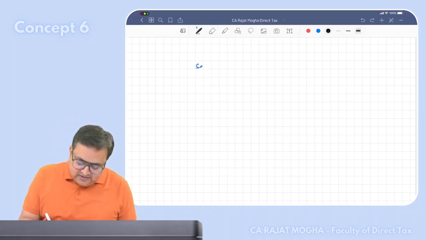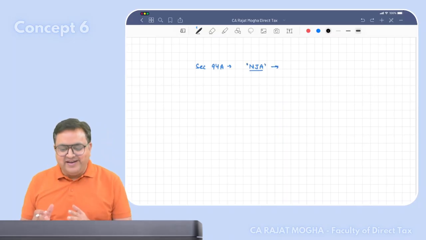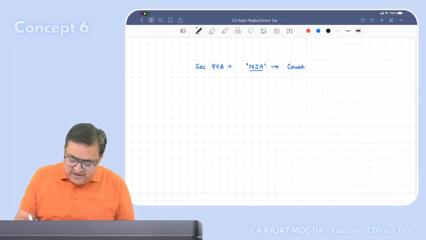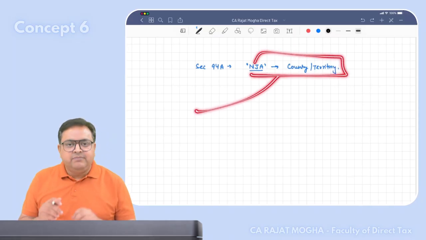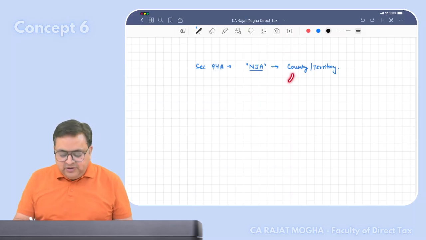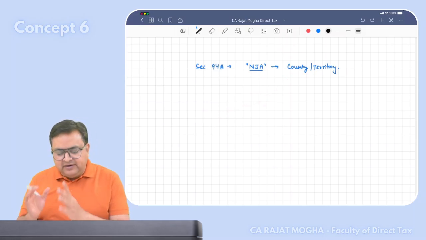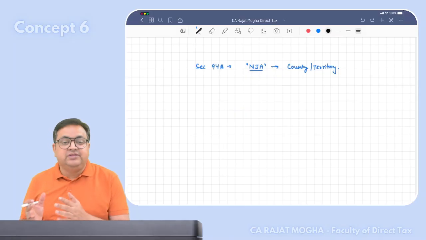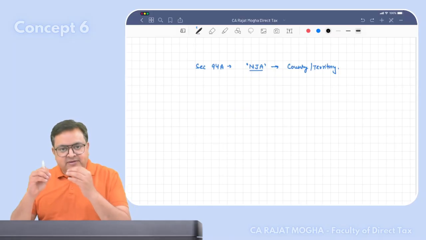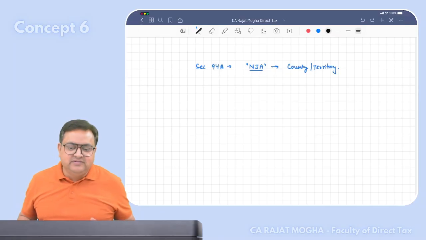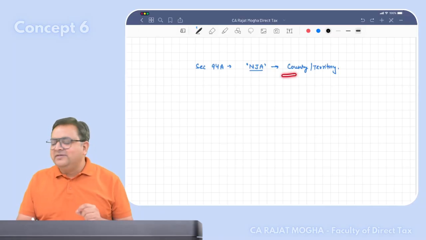See, section 94A is related to NJA, notified jurisdictional area. What is NJA? It is a country or a territory which generally does not share information with India. So what's happening here? The Indian government will not be able to know. Their banks, if they have banks in their territory, will not share the information with us. So if somebody has kept his black money over there, we will not be able to get the information. That particular country or territory is known as NJA.